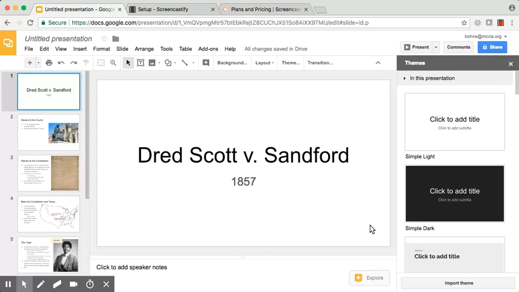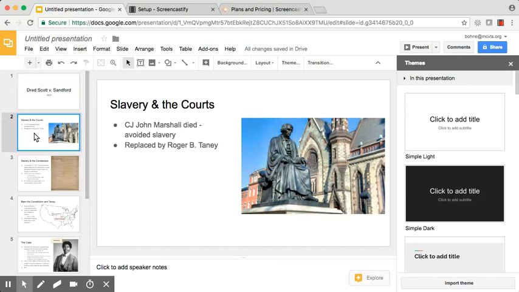So, 1857, all right? That's before the Civil War by a couple years. So keep that in mind. Now, let's first talk about slavery and the courts. We learned a little bit about Chief Justice John Marshall. He really avoided the controversial issue of slavery while he was Chief Justice, and he was replaced by Roger Taney.